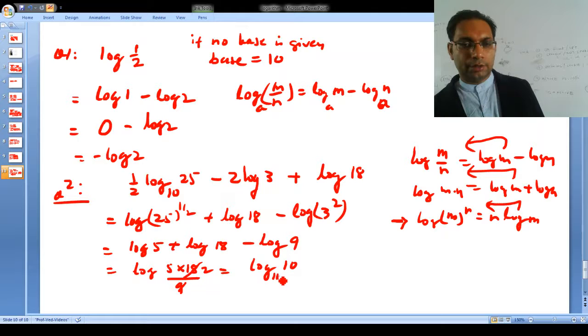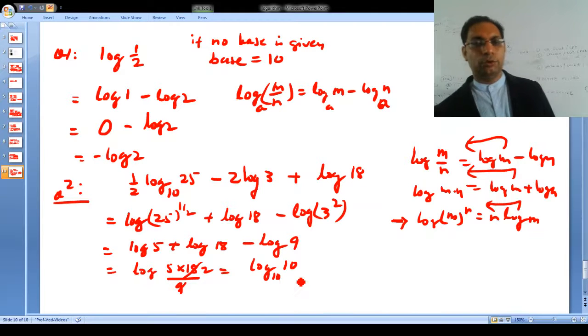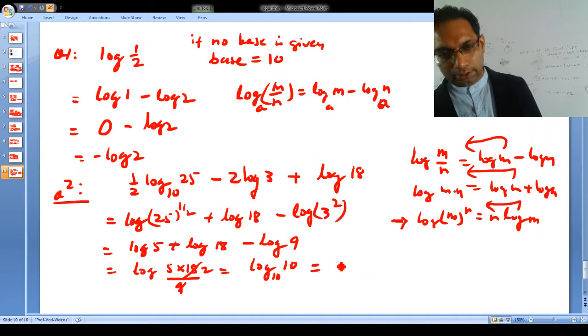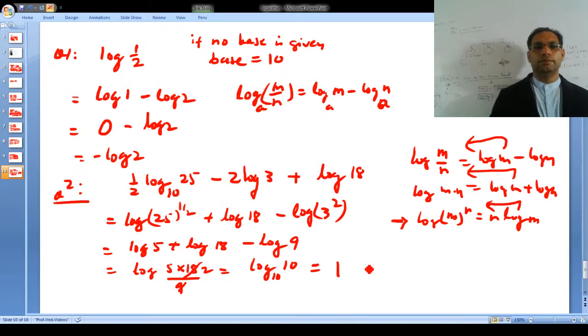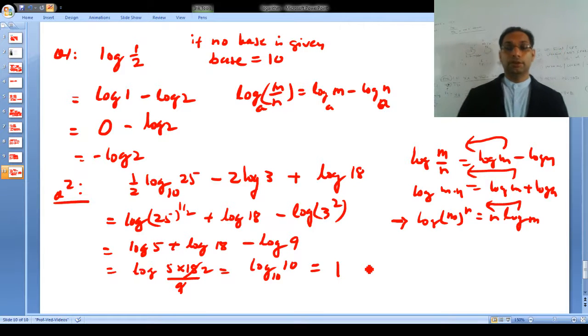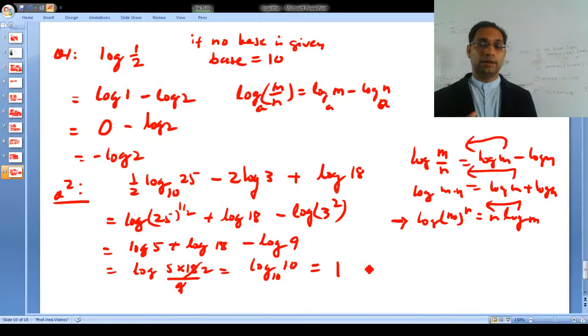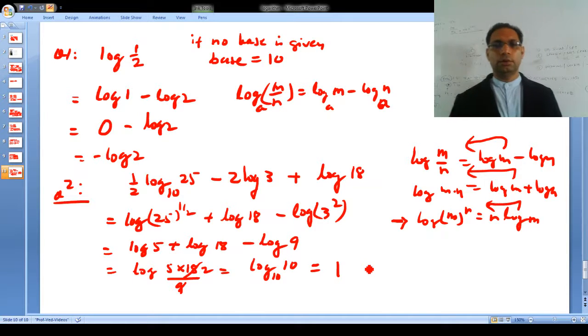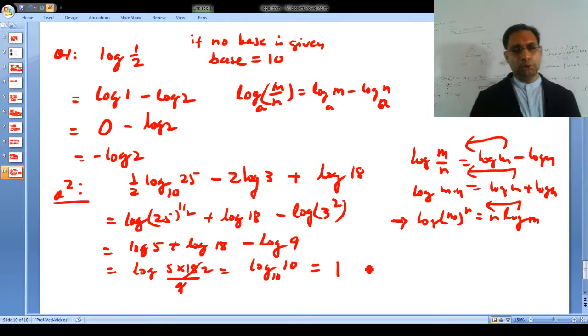Now the base is already 10 and the number is 10. So any number to the same base is what is the answer? You already know that. 1. This is how we solve it. See, it's very easy, it's very interesting. It's also fun sometimes if you know the formula. It's like a puzzle, where to apply which formula. A beautiful question it was.